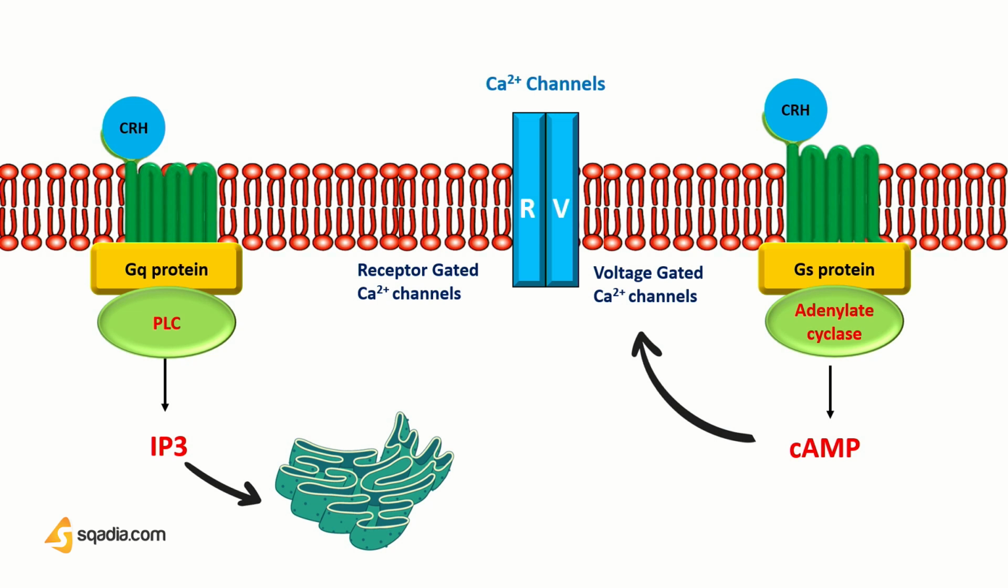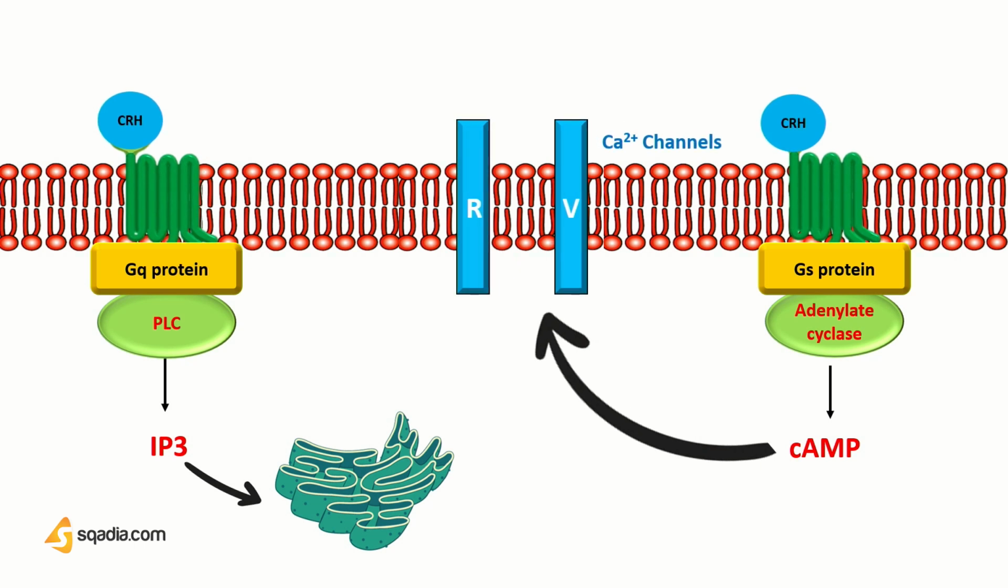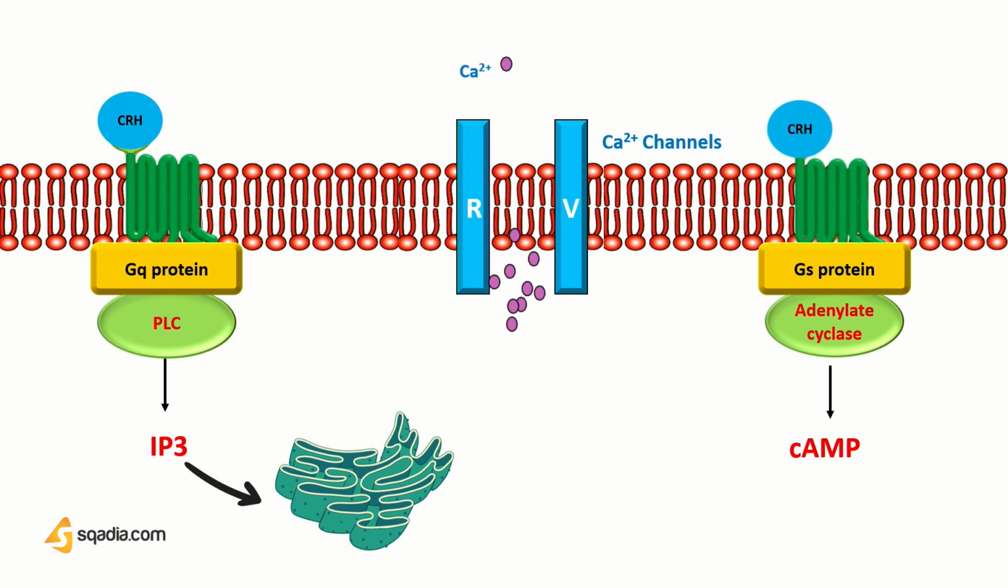Now, as you can see, the IP3 and the cAMP will both work together to open up the calcium gates on the corticotropic cell membranes. This will allow the calcium ions to enter these cells.